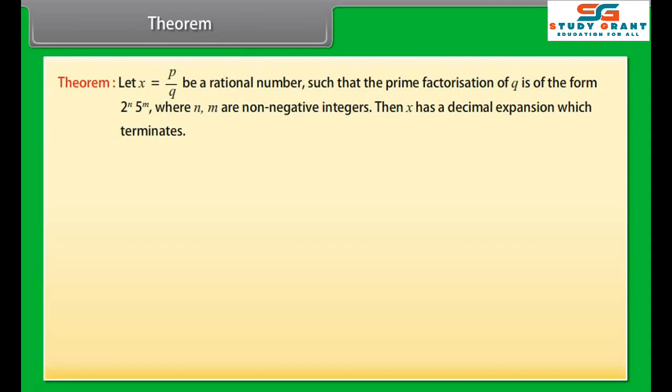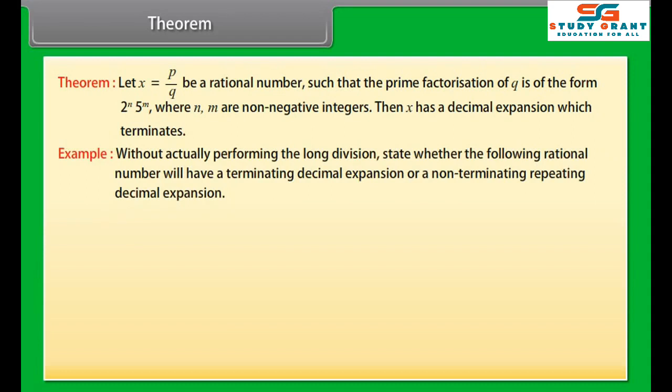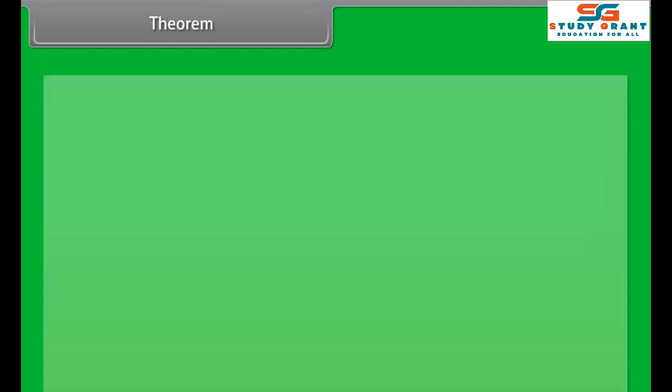0.1837 can also be written as, we know that the rational number p upon q can be converted into decimal representation by using long division method by dividing p by q. Look at this example now. Here we can see that a rational number of the form p upon q, where q is of the form 2 raised to the power n, 5 raised to the power m, is converted to an equivalent rational number of the form a upon b, where b is a power of 10. The decimal expansion of such a rational number terminates.